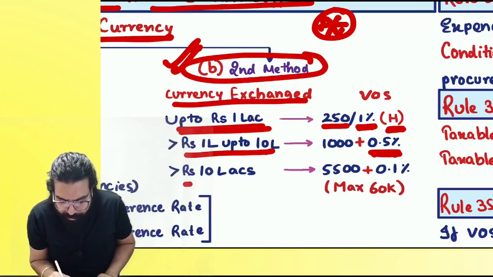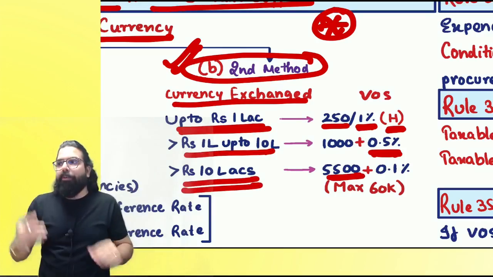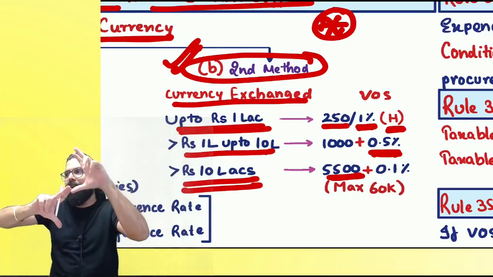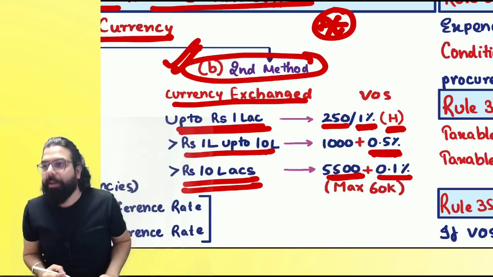And the last one over here is greater than 10 lakh. It will be 5,500, which is 1,000 rupees plus 9 lakh at 4,500. That is 5,500 plus, over and above that 10 lakh rupees, it is going to be 0.1%.